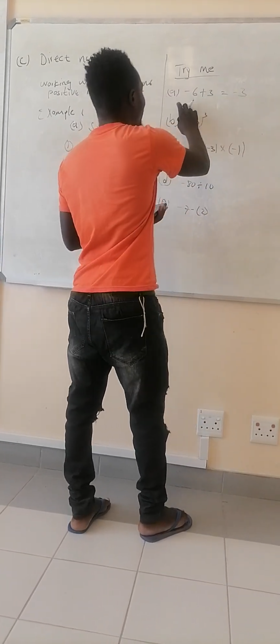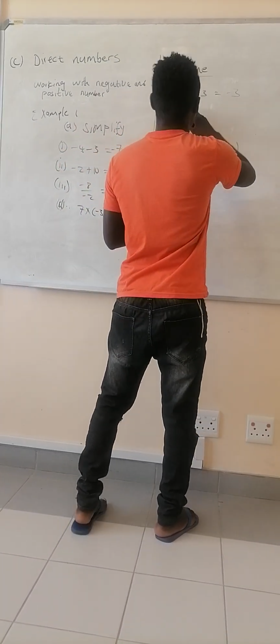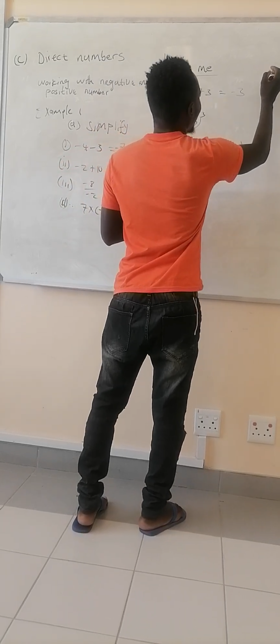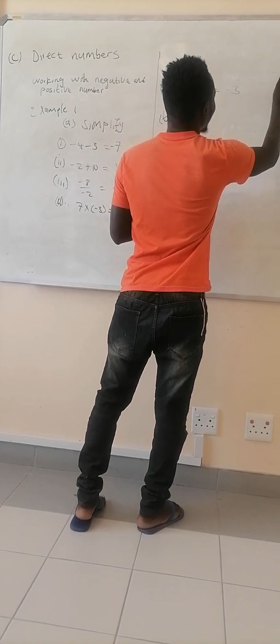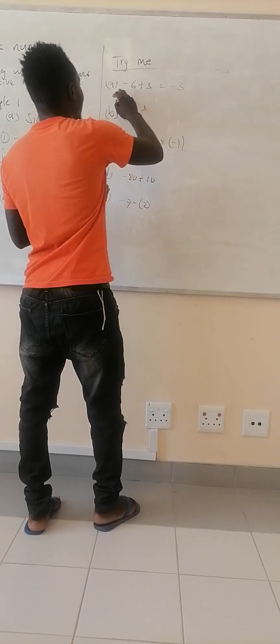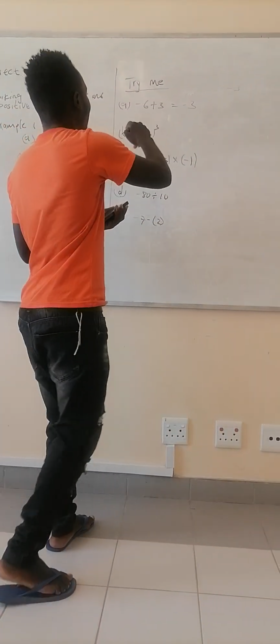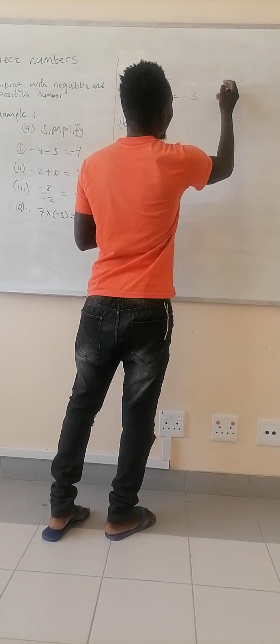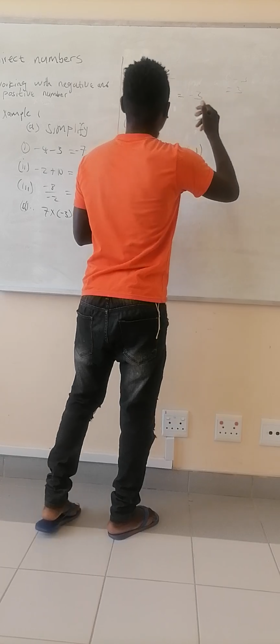Here it's very simple. What you do is you take 6 minus 3, then you keep the sign in front of the bigger number, which is a negative. So what we get here is negative 3.